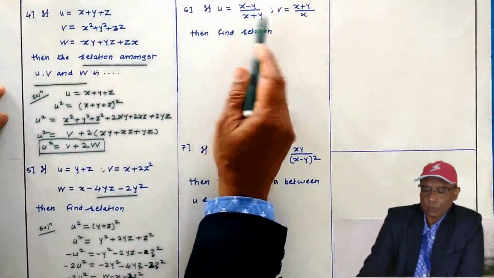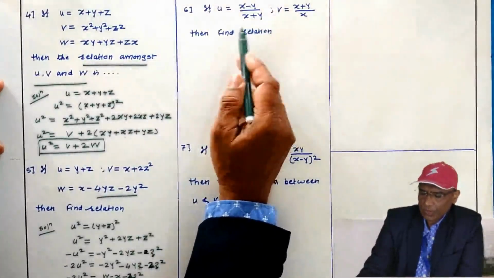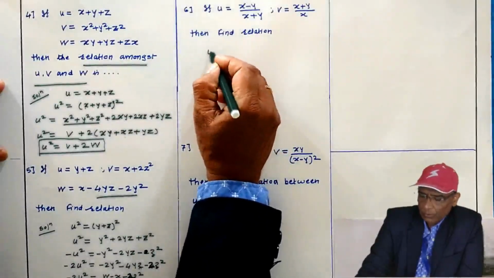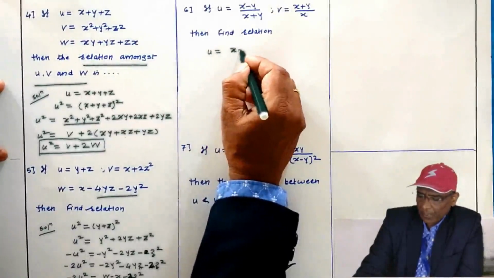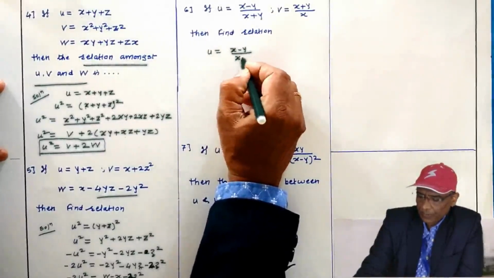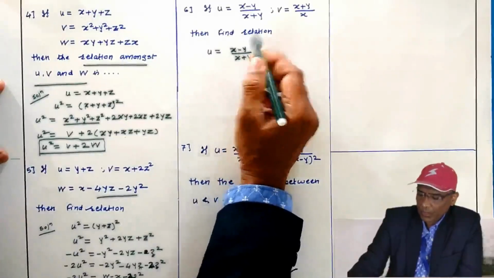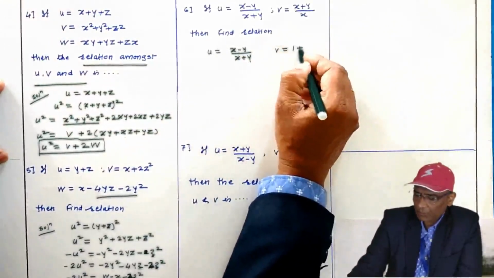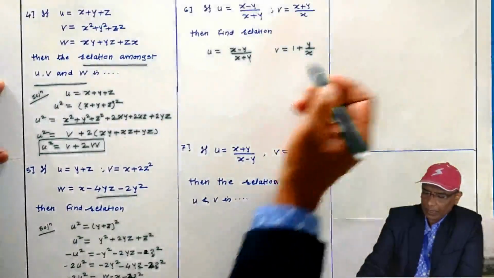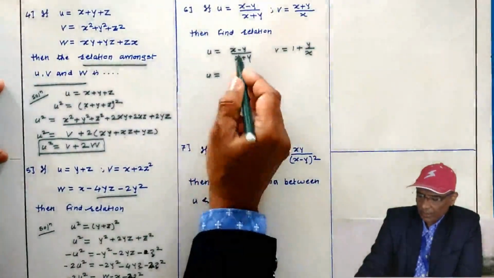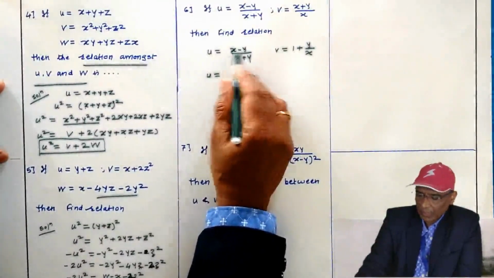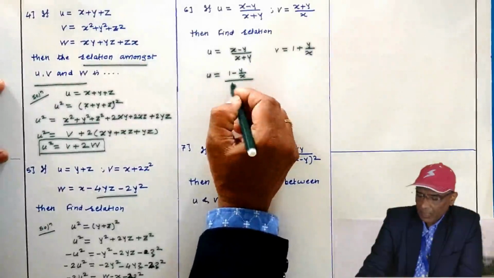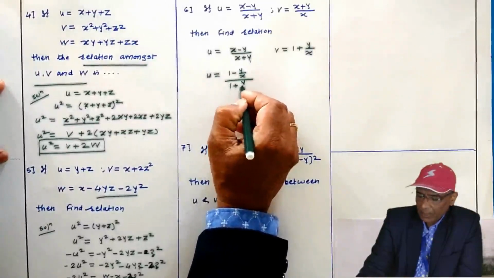find relation between these two. Okay, so these problems are simple, you know, it is very clear. If you find value of x from this equation and put it there, or x by x is 1 I am writing and y by x. Okay, but if you look at it very carefully, if you divide numerator and denominator by x, what will happen? Divide numerator by x and divide denominator by x.